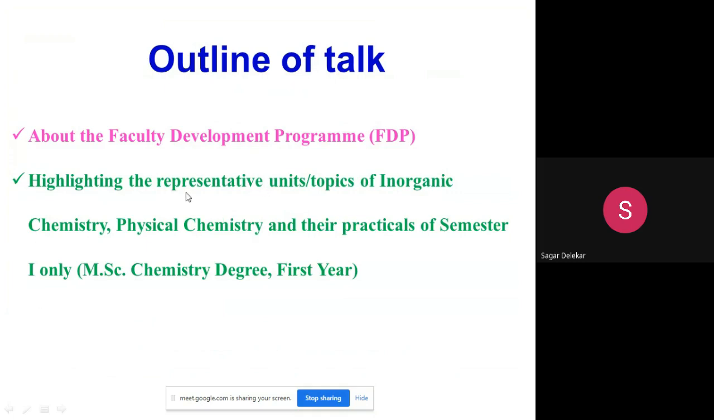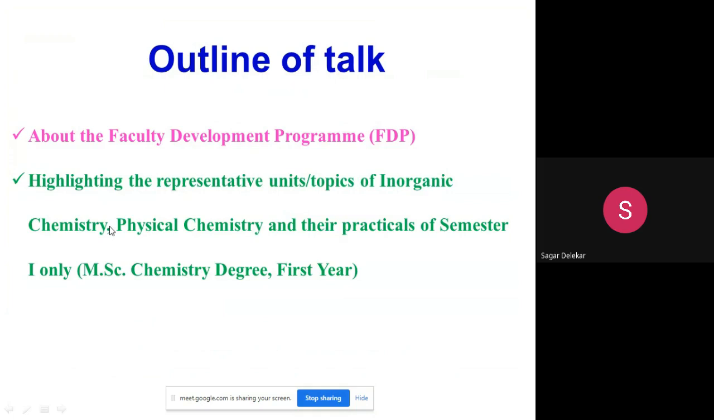Actually, I am an inorganic chemist. But Chauhan sir called me and asked whether it is possible to cover a few topics from physical chemistry. As we know, the preliminary knowledge of physical chemistry can be covered, but if I want to go into depth, it is a difficult task for me. So although the organizers have allotted a few topics from inorganic and a few from physical, in today's talk I am restricted only to the inorganic part.